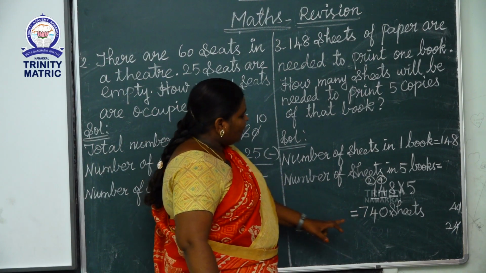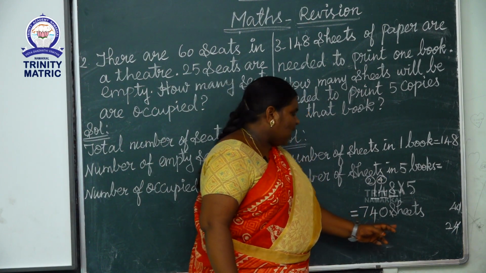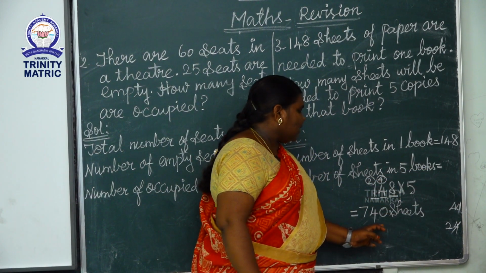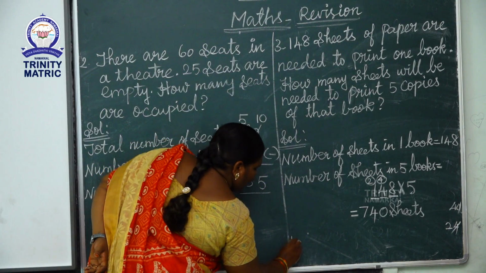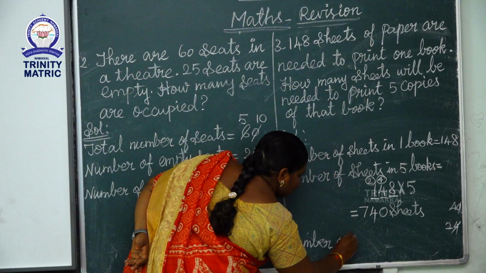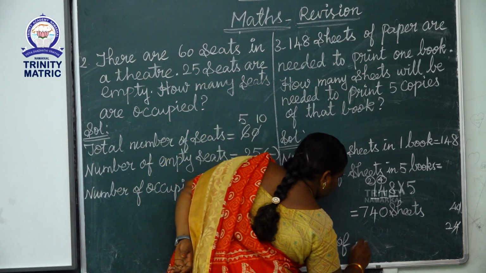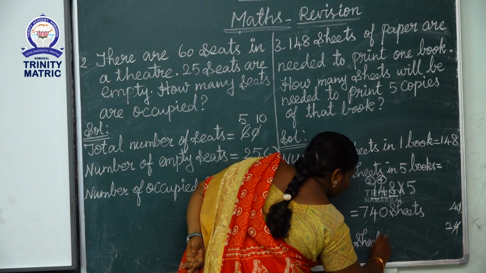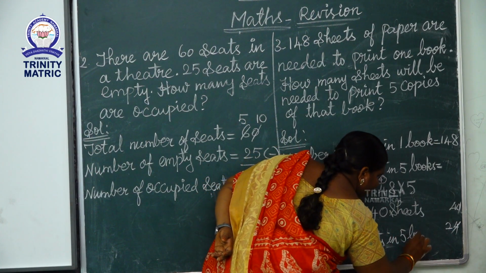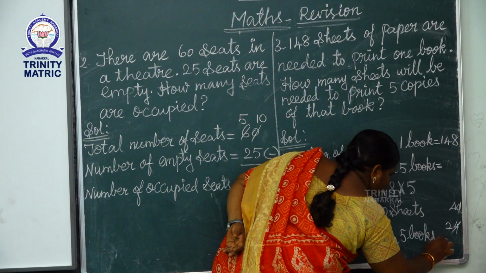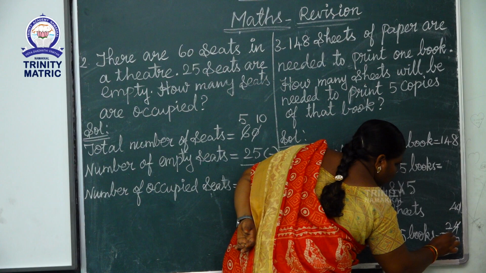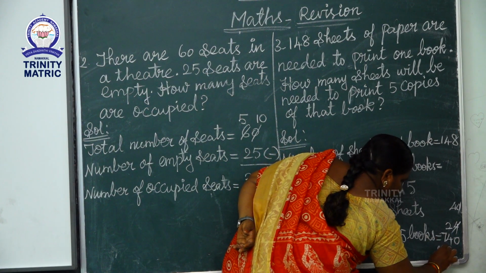So we get the answer 740. Number of sheets in 5 books is equal to 740 sheets.